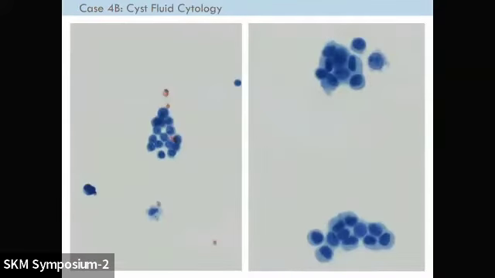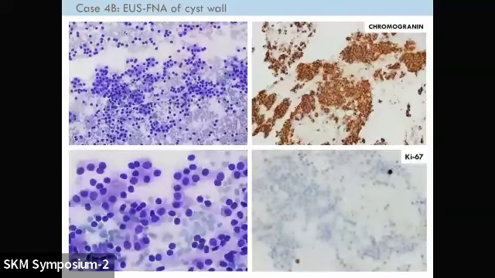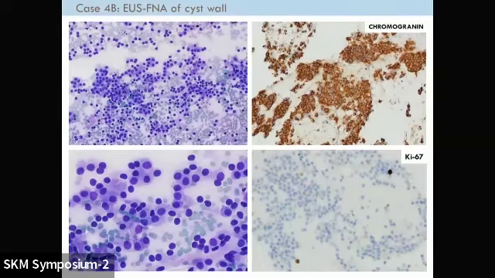In the second case, the cyst fluid was more cellular, and it had cells with much better preserved nuclear morphology, which gives you a hint of neuroendocrine type of chromatin, with salt and pepper chromatin. So we called this atypical cells with features suggestive of a neuroendocrine tumor on the cyst fluid. But the cyst wall sampling was the one that made the diagnosis possible.